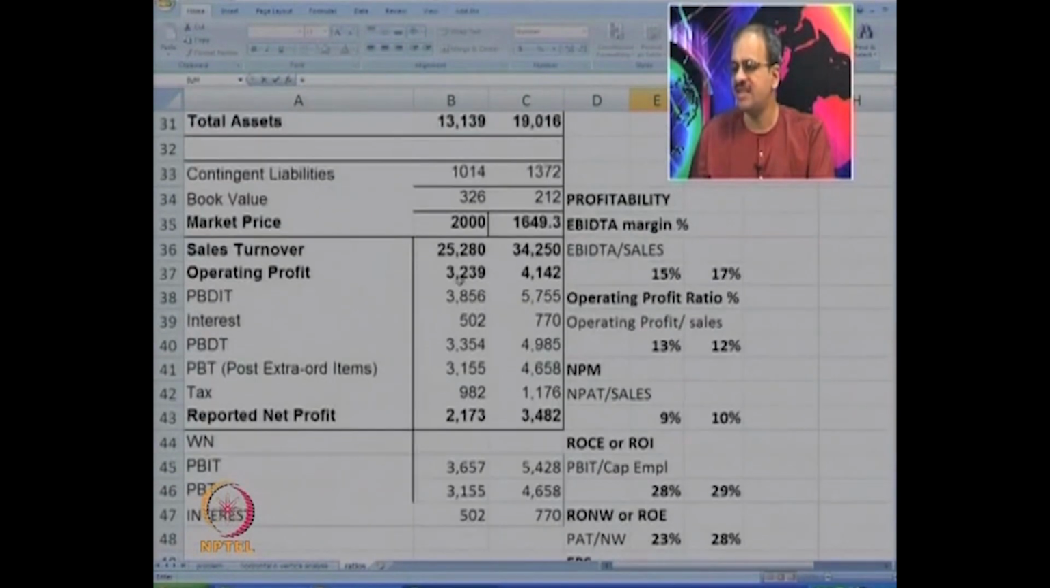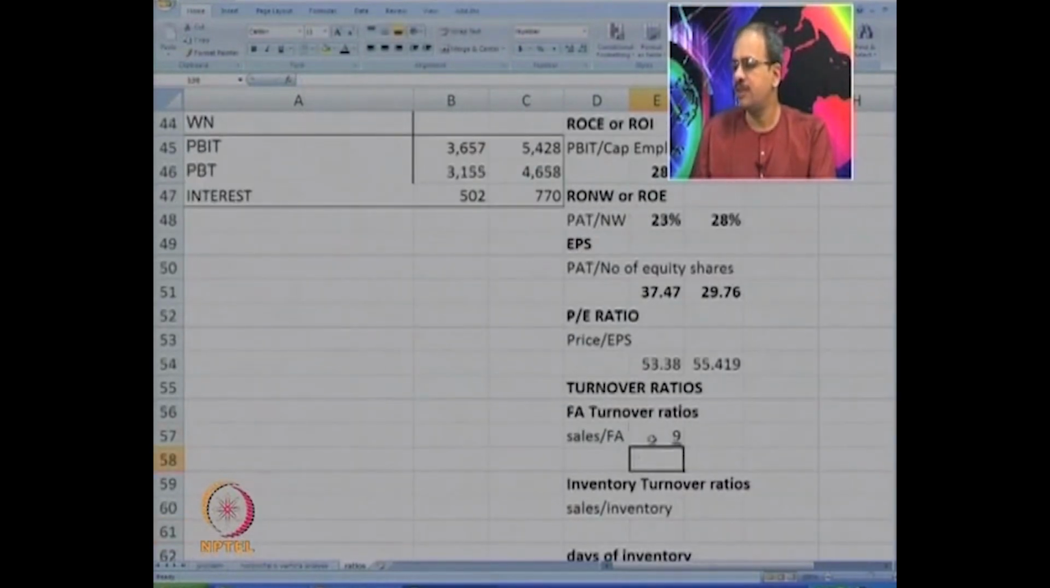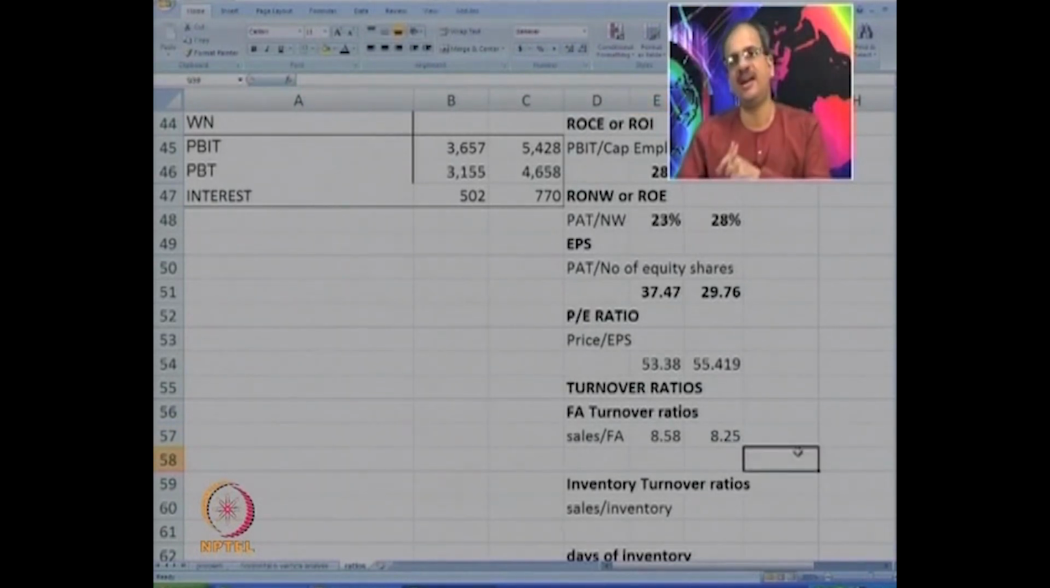So, you have a sales figure divided by the net block. Sometimes you can also divide it by gross block. Again, this is not a percentage, it is in terms of number of times. So, it has slightly gone down from 8.58 and now it has become 8.25. Hope you are getting me.